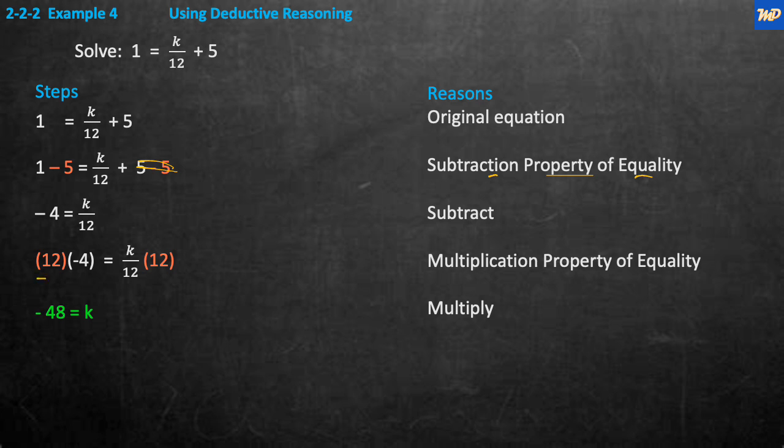And how are we doing that? Multiply both sides by 12, and we're using the multiplication property of equality. And when you multiply 12 times negative 4, you get negative 48. And then you end up with k, because 12 times 1 over 12 is 1. 12 over 12 is 1, and we end up with k. So negative 48. And the last thing we did is said that we multiplied. This is our deductive reasoning. Why do we do each step? Oh, we subtracted, and then we multiplied. See, these are the steps you're learning to follow.